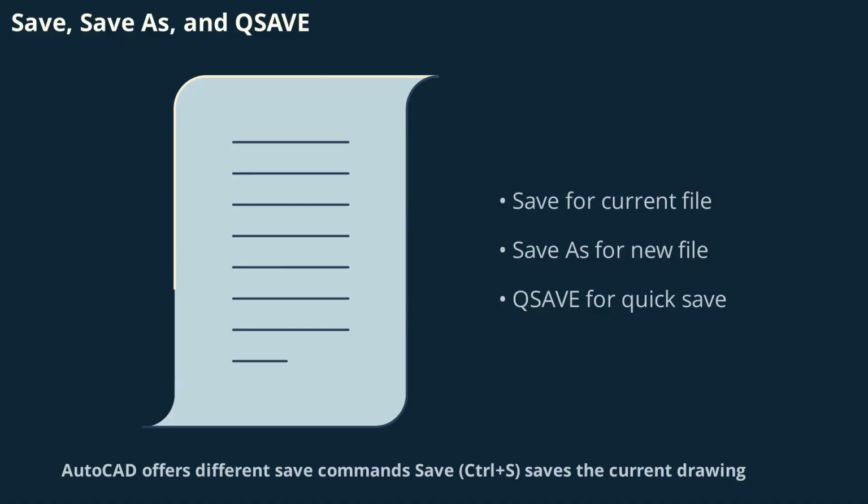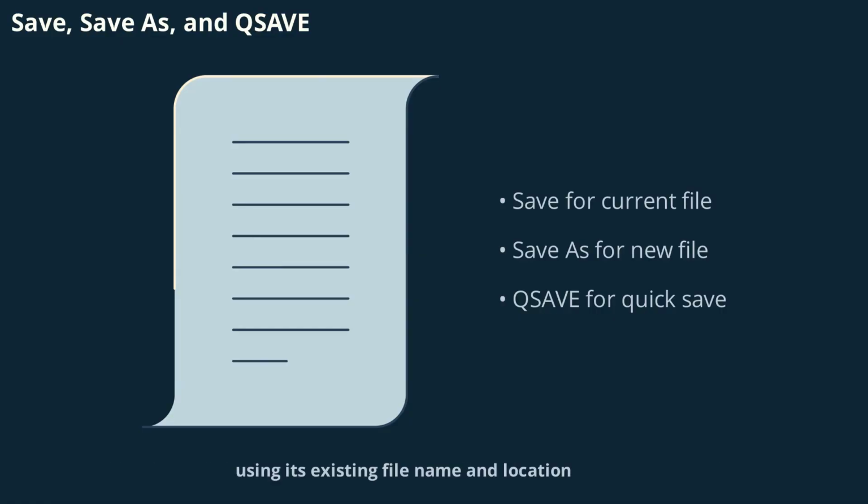AutoCAD offers different save commands. Save, Ctrl+S, saves the current drawing using its existing file name and location. Save As allows saving under a new name, location, or format. QSAVE is the quick save command, directly saving without prompting. Understanding these commands helps manage files efficiently, ensuring your work is preserved and organized.